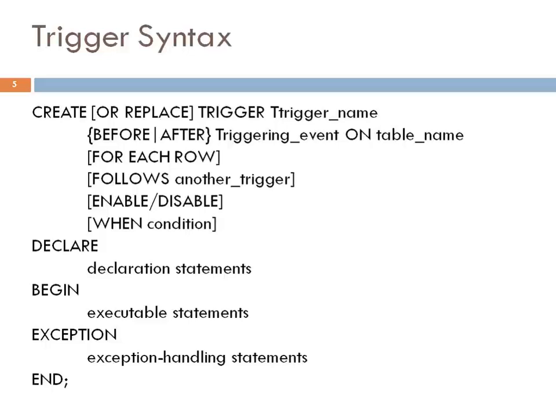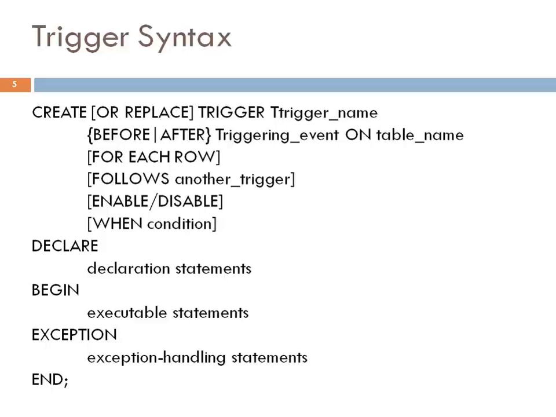Then the next line is follows another trigger. Suppose in a table you have multiple triggers and you want the triggering event to be in a particular sequence, then whatever trigger this trigger is going to follow, you can give its name after the keyword follows. It is also optional. Then enable or disable.